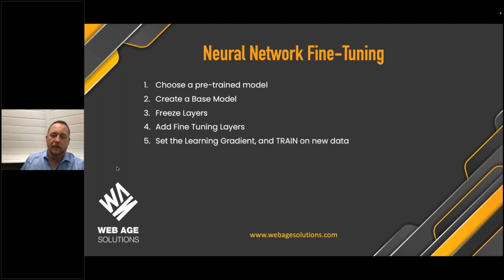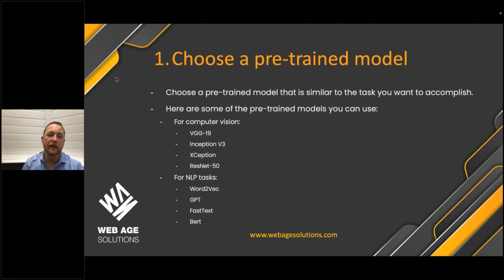What this conceptually would be is that you would take a pre-trained model, turn it into your base model, freeze certain layers so that they can't be changed in the learning process, add some fine-tuning layers, and then find the right learning gradient and train the fine-tuned model.